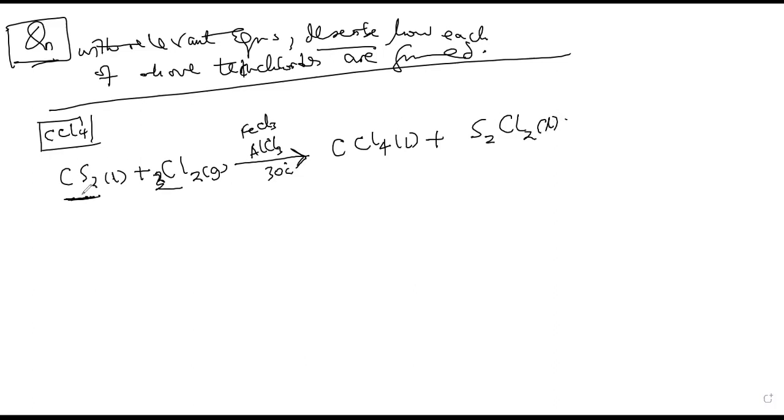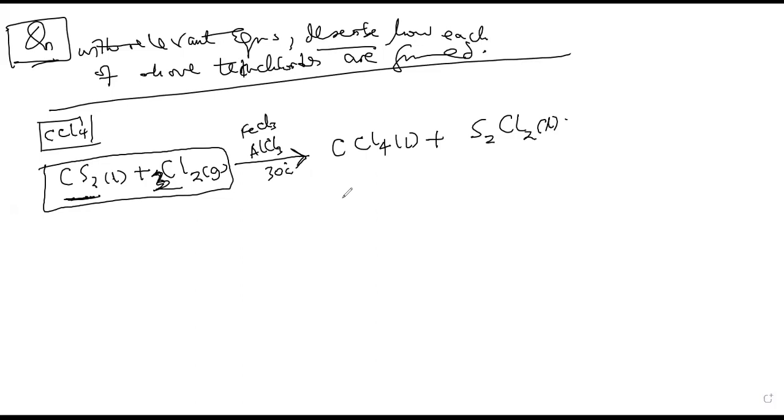Now, in an exam, they can give you this equation that you complete. You form a colorless liquid of carbon tetrachloride and disulfur dichloride liquid. So you need to know how this equation is completed. That is how we form carbon tetrachloride: by reacting carbon disulfide with chlorine in the presence of aluminium chloride or iron 3 chloride catalyst.